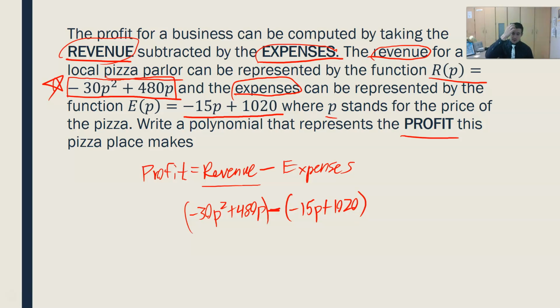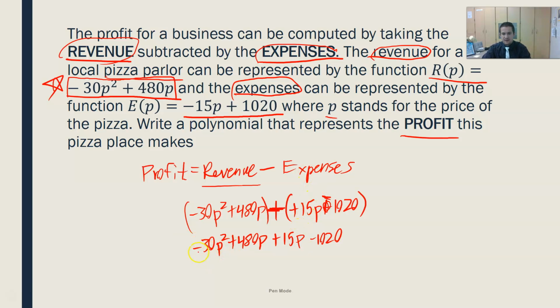Okay, so if I need to subtract these together, because there's a minus sign here, this minus is going to distribute to each of these terms in here and change those signs. So if I want to write this without parentheses, so I can just combine everything together, I get negative 30p squared plus 480p. This turns into a plus 15p minus 1020. Okay? So now I can combine these together.